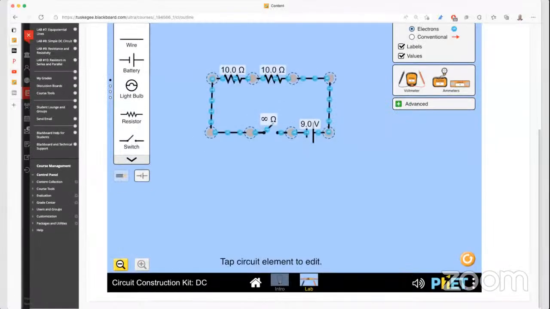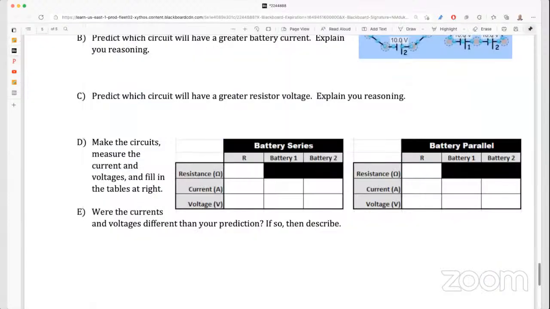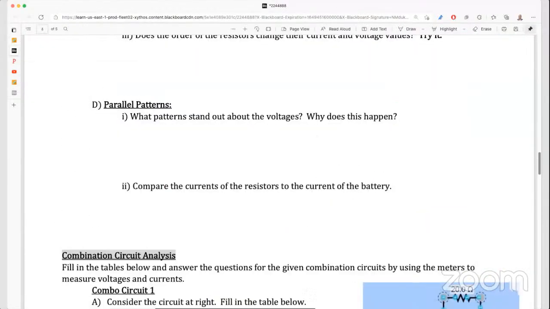So I think that covers everything you need to know to be able to complete the simulation. Are there any questions?